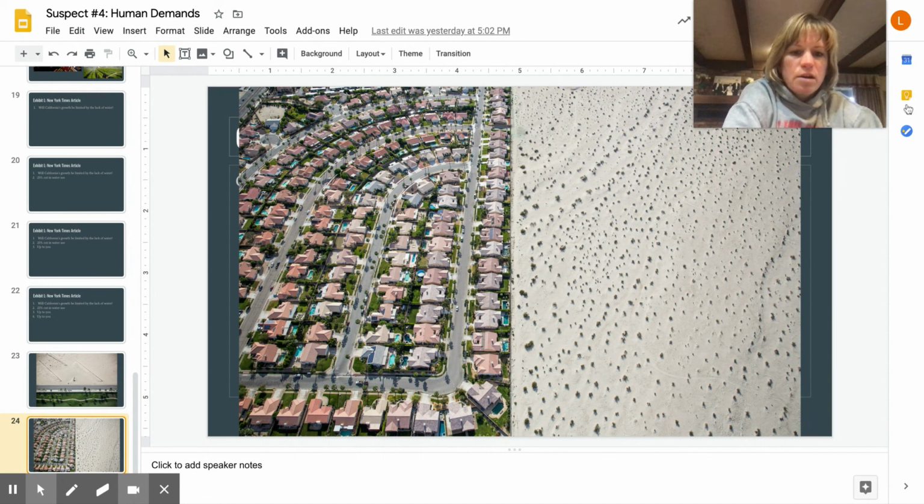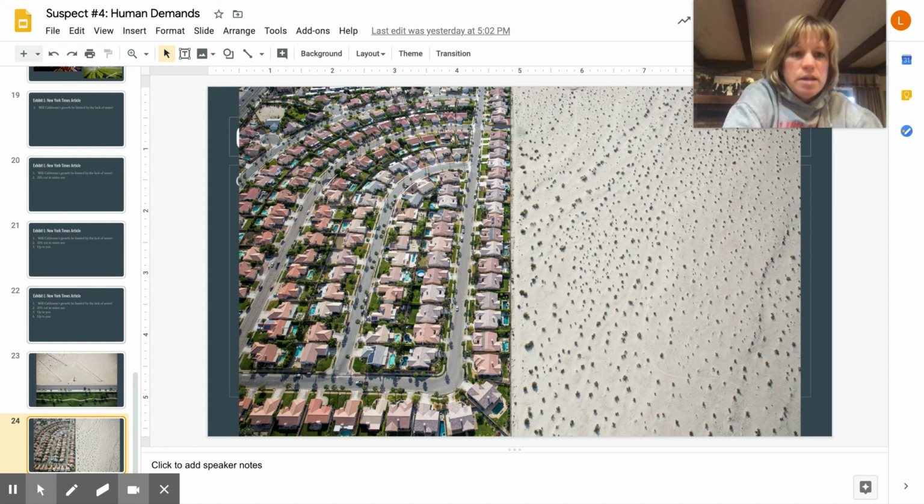Now, look at that. Same thing here. This is a neighborhood that's been put in. Notice all the green lawns and the swimming pools and the palm trees. This is what the ecosystem really should be based on the characteristics of the climate there. So I thought that those 2 pictures were pretty interesting.